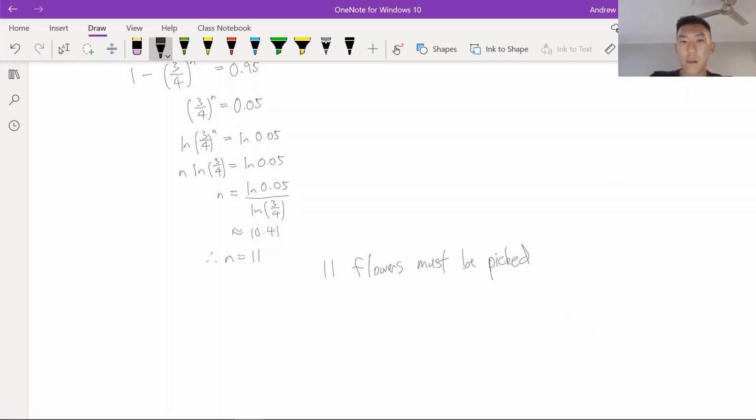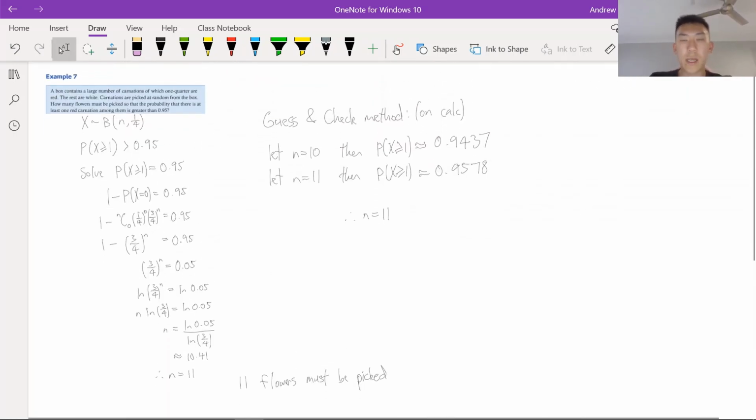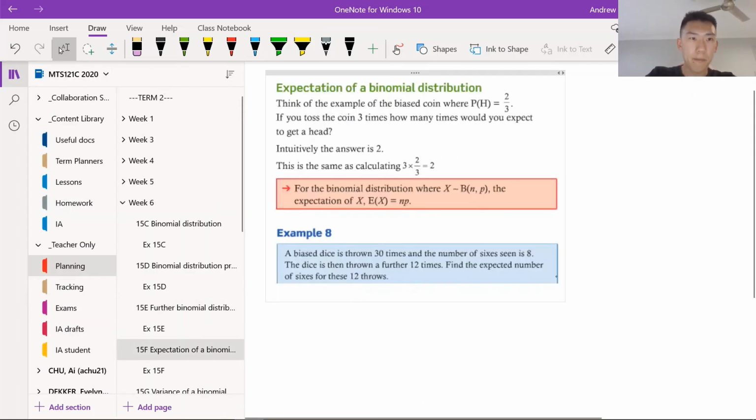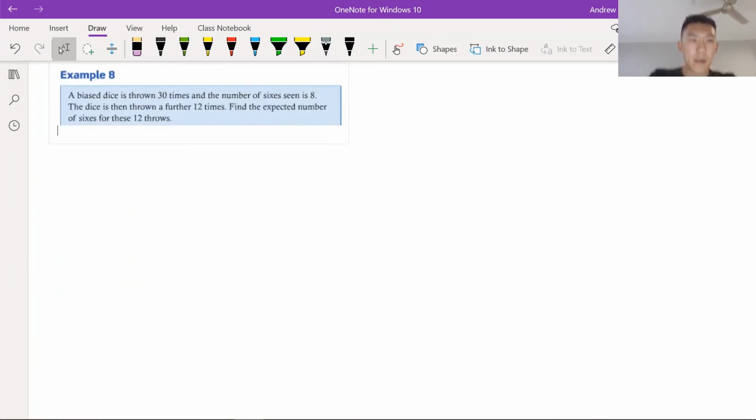All right, that's a very good one to help your understanding of how to apply this concept and formula. All right, let's keep going. Almost there. Okay. This one, I think everyone found quite easy, so I'll just do this one quickly. A biased dice is thrown 30 times and the number of sixes seen is 8. The dice is then thrown a further 12 times. Find the expected number of sixes for these 12 throws.